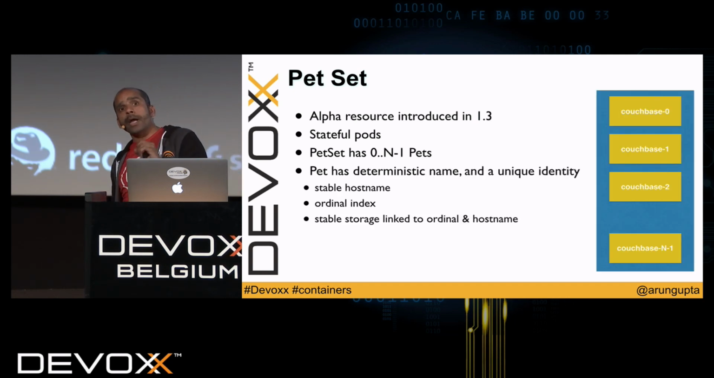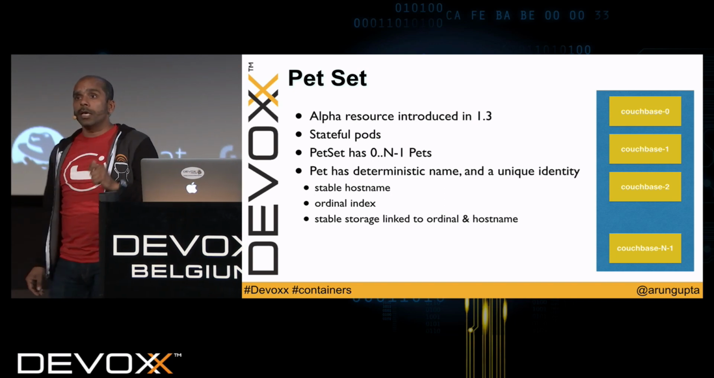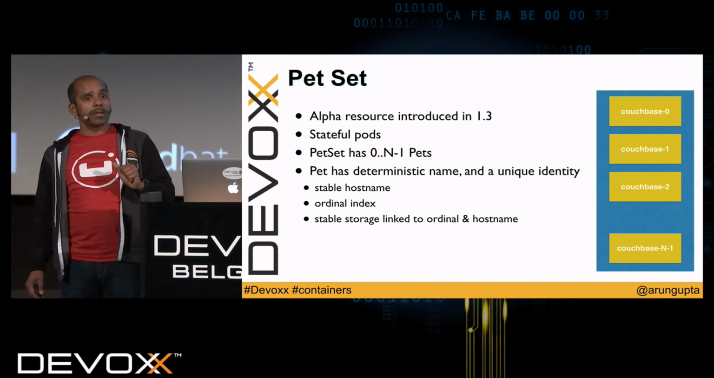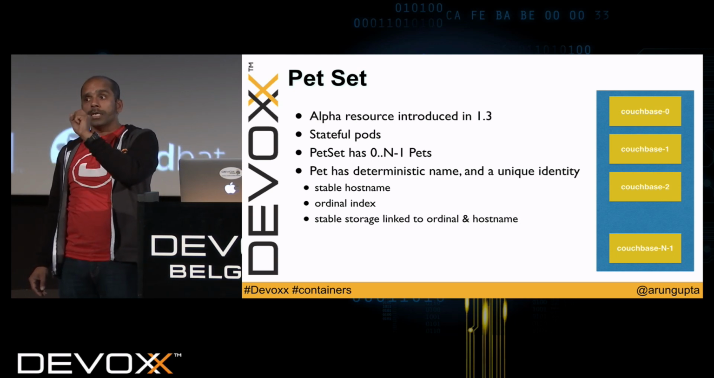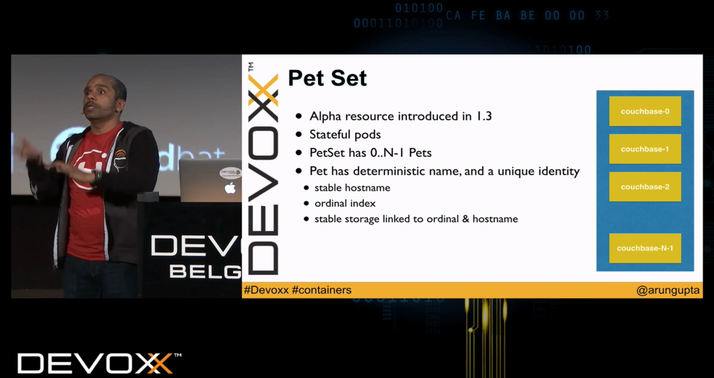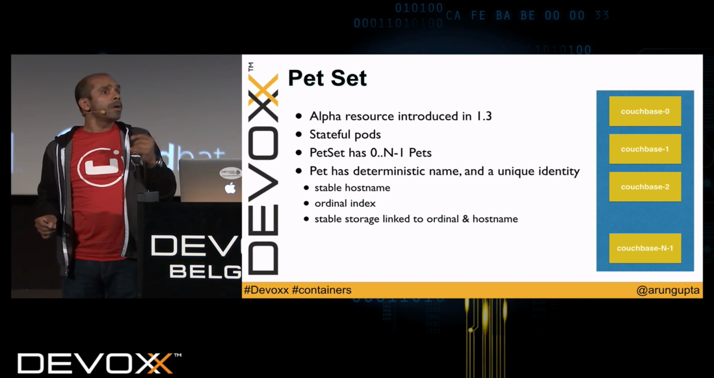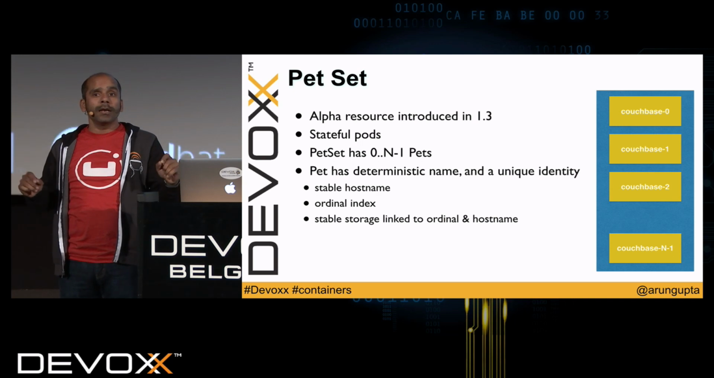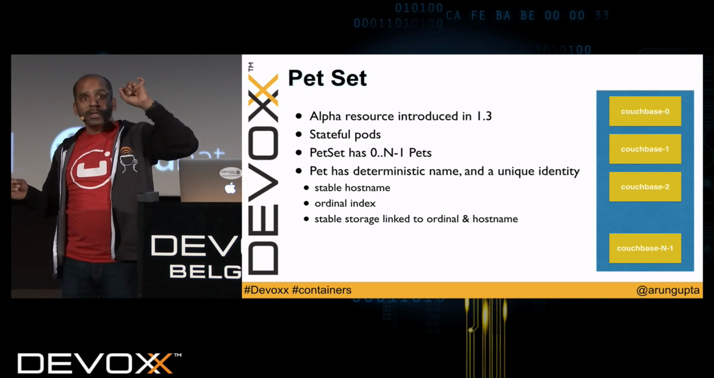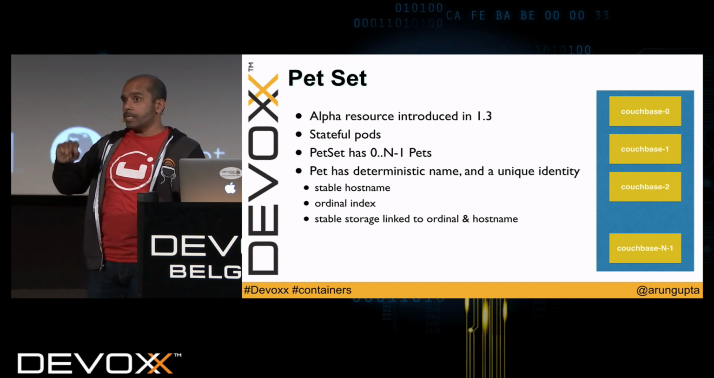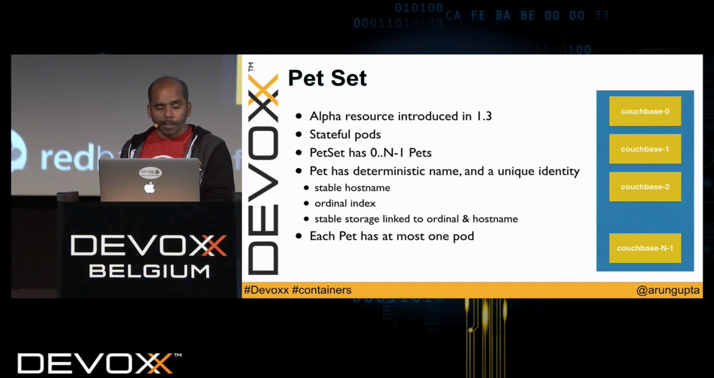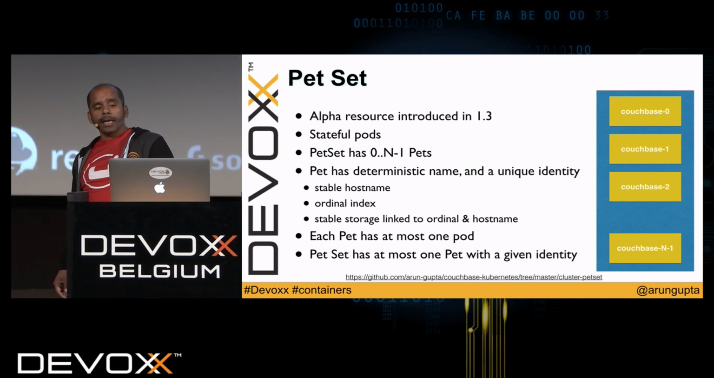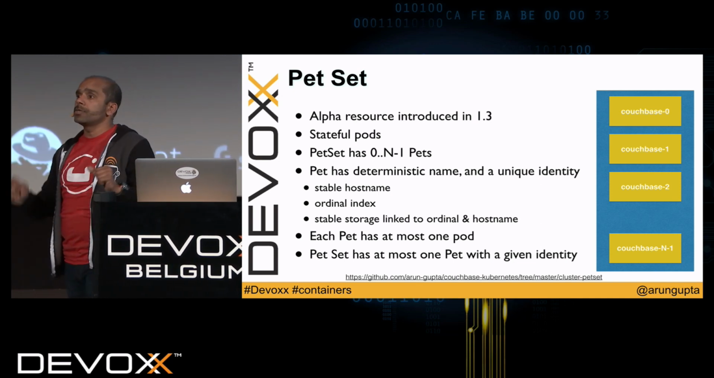More importantly, each pet has a deterministic name. So you can say, hey, I want to fire up a 5-node Couchbase cluster. You can say, okay, give me the names Couchbase-0-1-2-3-4. So 0 to n-1, you got all those names. And now you don't have to rely upon master, server, and stuff like that, master, worker. You can just say, I know the first node that's going to come up is always going to be Couchbase-0, no matter what. And that's the name that you can rely upon. So that's the concept that you need to play with a little bit. Each pet has at most 1 pod, and each pet set can have 1 pet with a given identity.